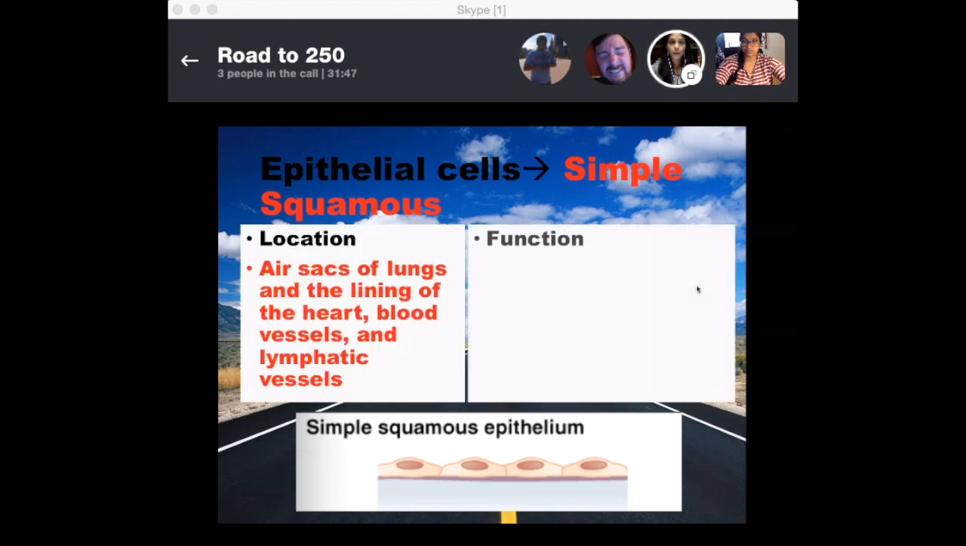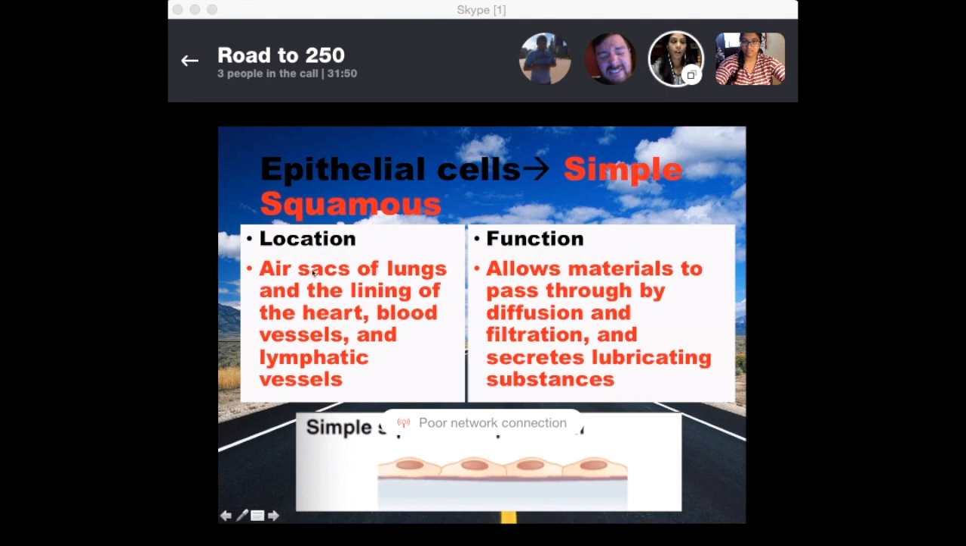Then our simple squamous are going to be found in air sacs of lungs, the lining of vessels and lymphatic vessels. Its function is to allow materials to pass by via diffusion and filtration, and it secretes lubricating substances as needed, especially for the air sacs of the lungs. And it's the simple squamous, so single layer, and squamous are the flat, scale-like cells.